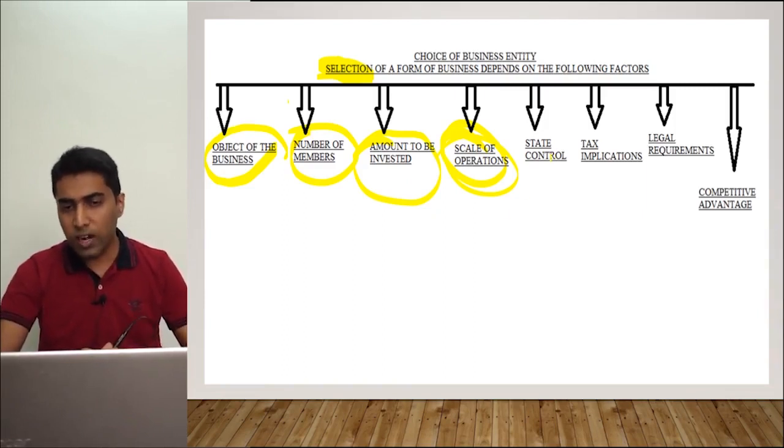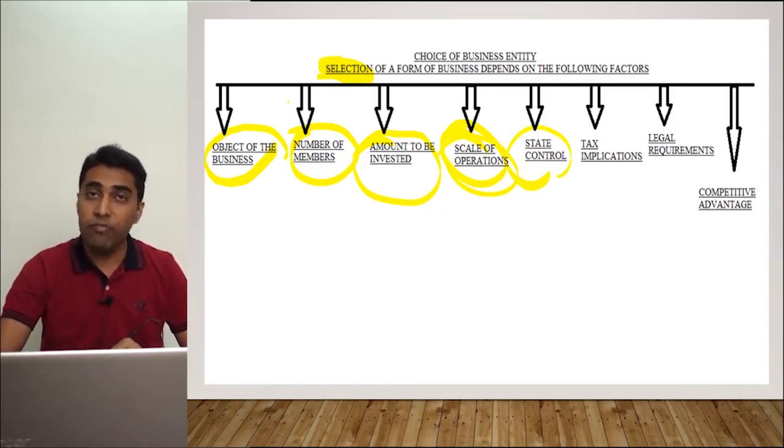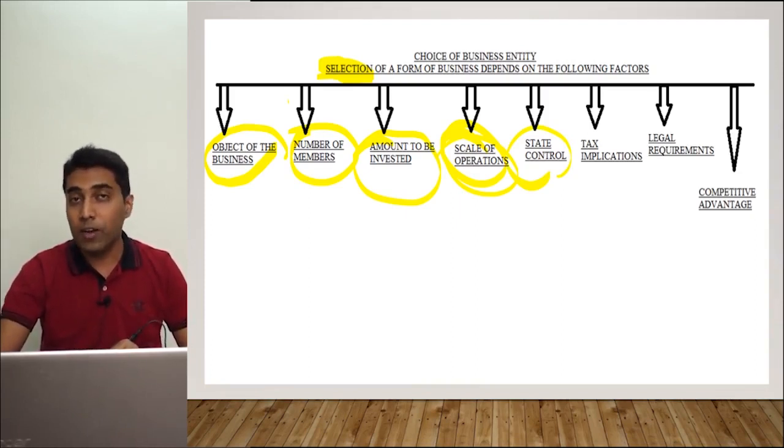Going further, what is the state control? That means how much control does the government have over your company? If you're a listed company, there is extreme control by the state, or what we call the government, because the compliances are very huge. But if you are a proprietorship concern, the control is very less. It is as good as an individual person. You are sitting at home and doing whatever you want. The control is much lesser.